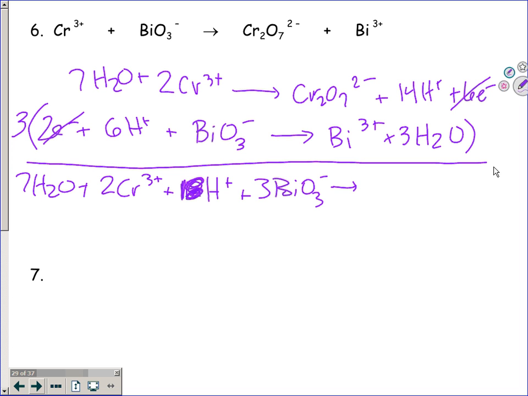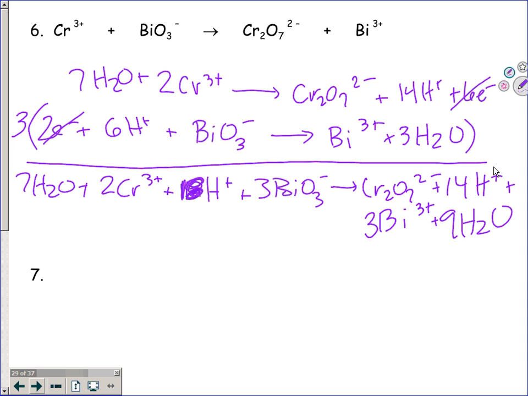Okay. So then yields dichromate and 14 H pluses and 3 bismuth, 3 plus ions, and 9 waters. Okay. Are we here? All right. Take a second. Try to reduce where you can. That says 18. If you can't read that, scratch.